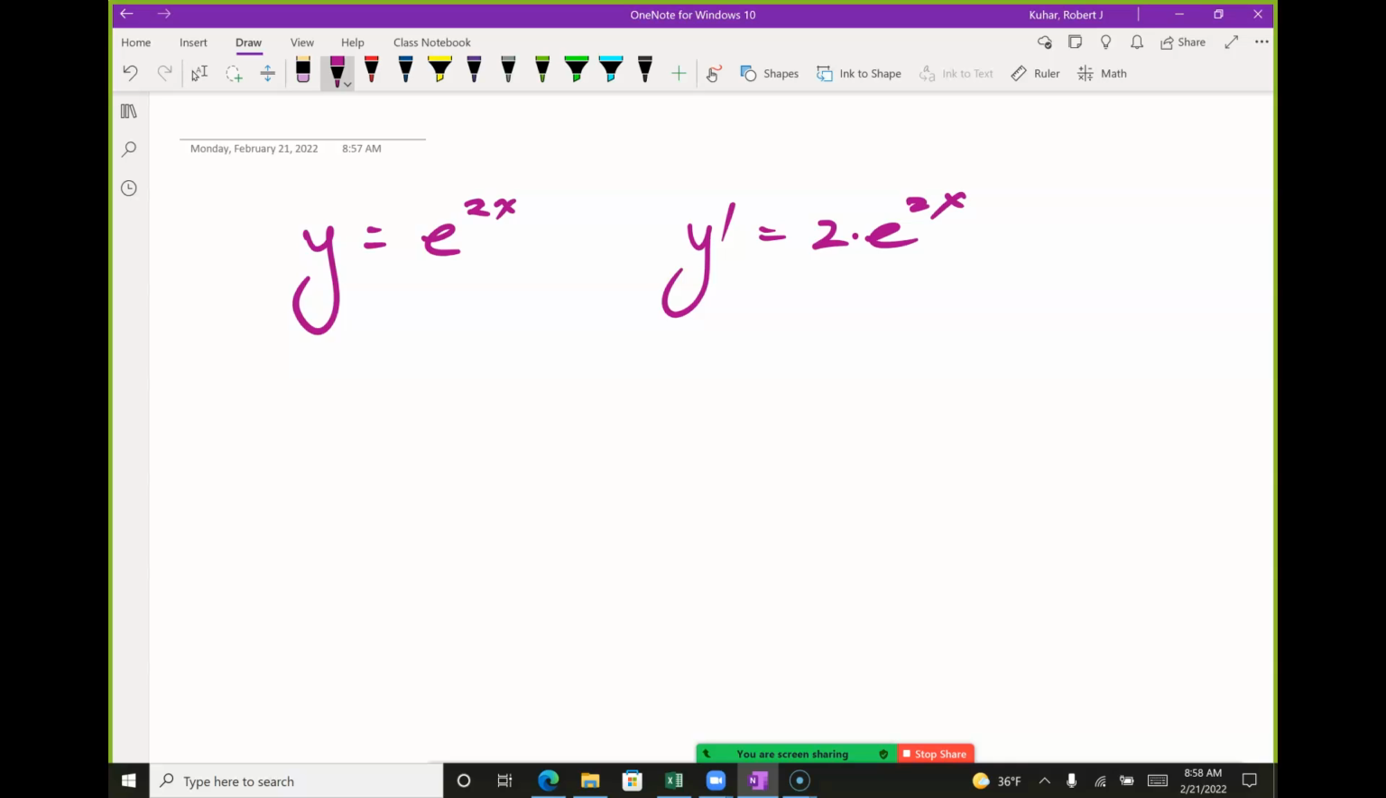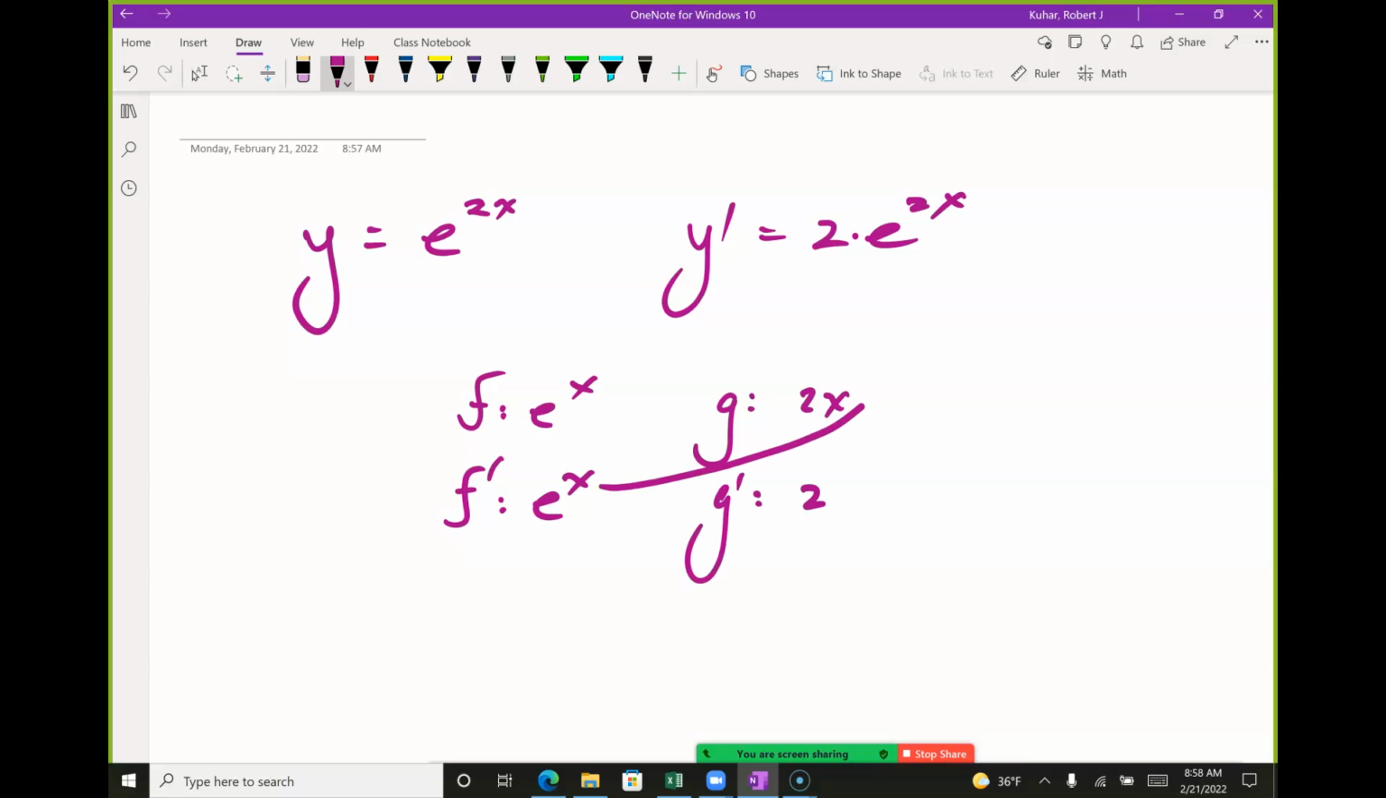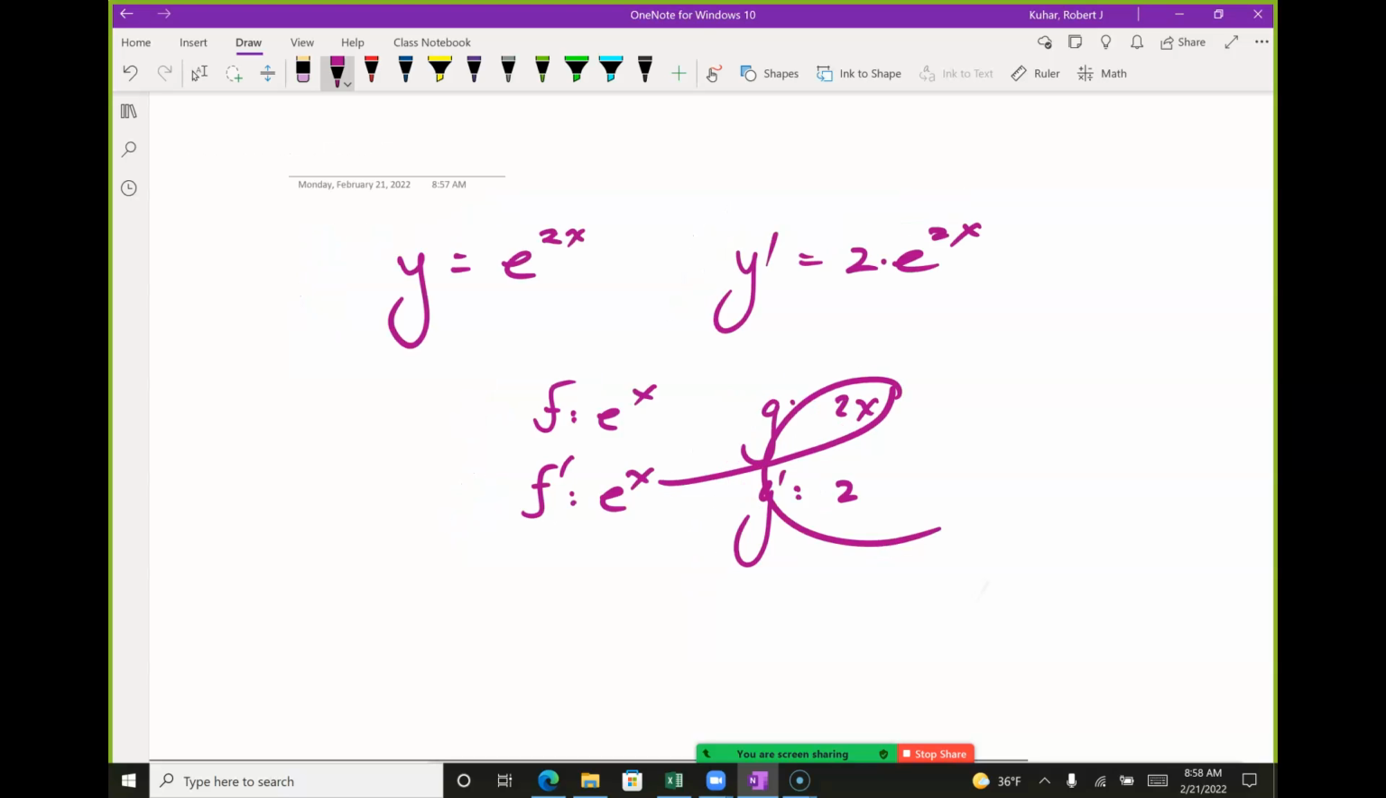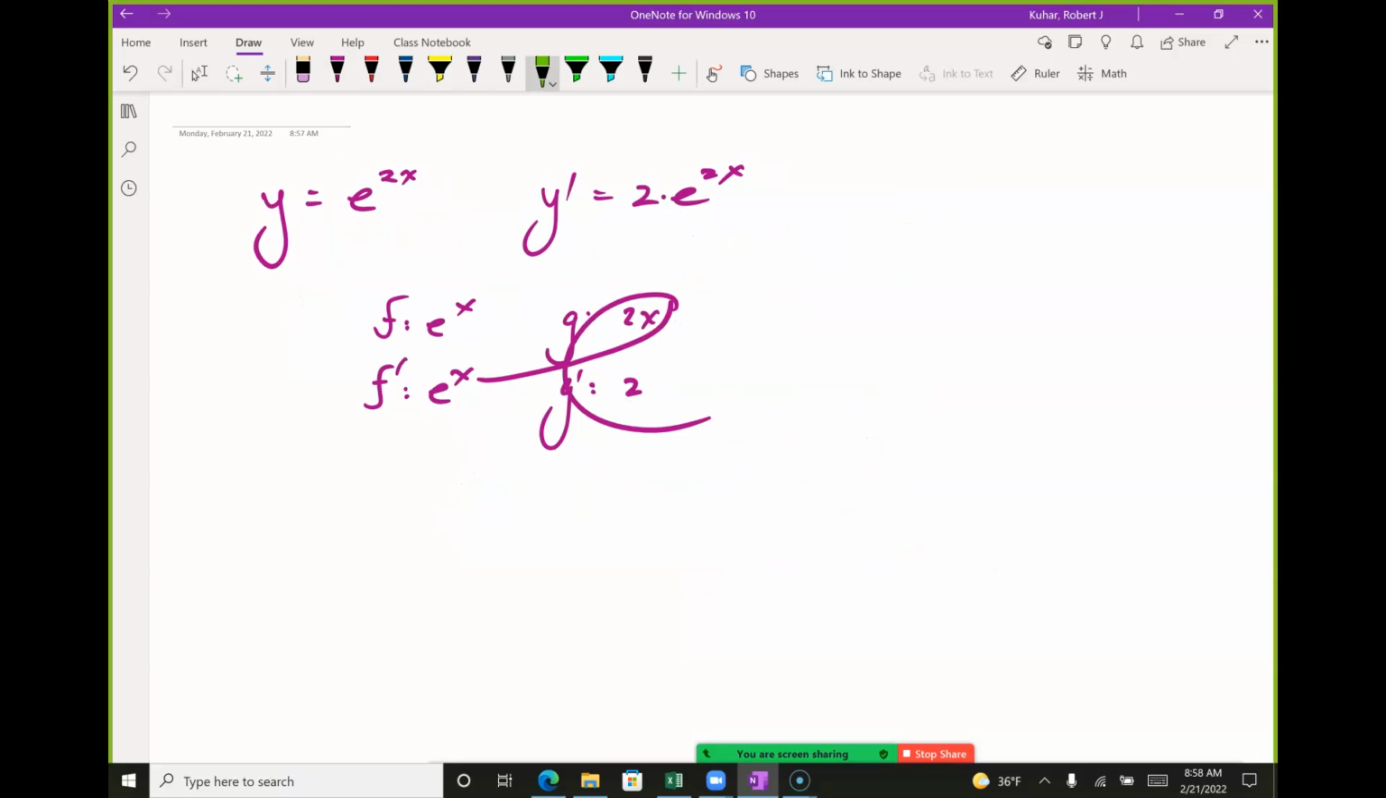You can see my loop here. E to the x is the outside function, derivative is e to the x. But the inside function is 2x, and the derivative of that is 2. So I'm going to take the e to the x and put the 2x inside, right? E to the x evaluated at 2x times another 2, times the derivative of the inside. And it almost looks like a C. I'm trying to circle that 2x to show you that 2x is inside the derivative function, right?